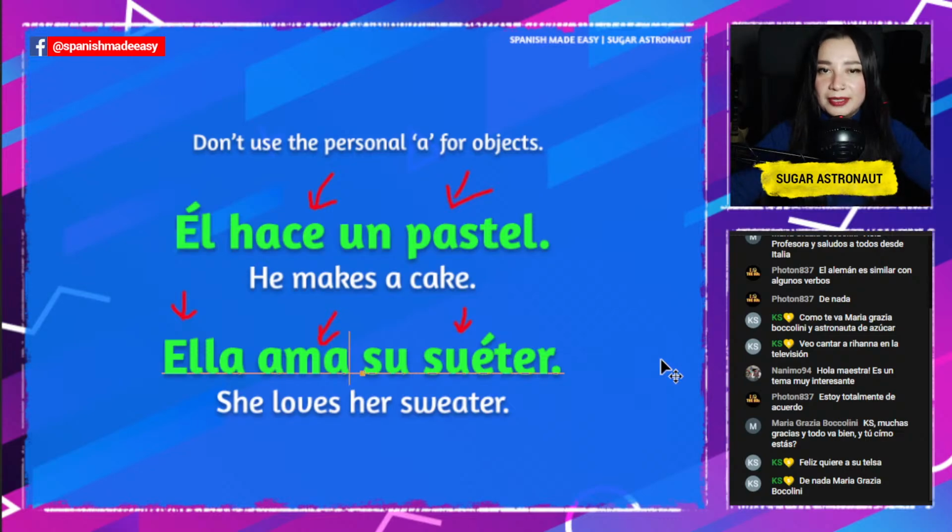Don't use the personal a when talking about objects. Okay? Él hace un pastel. Ella ama su suéter. Okay? So sounds correct. Sounds perfect. And that's it, guys. That's it. This is a quick lesson.